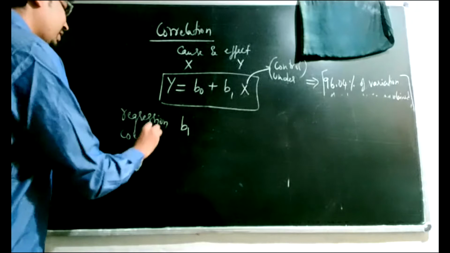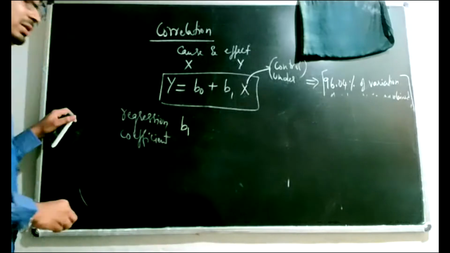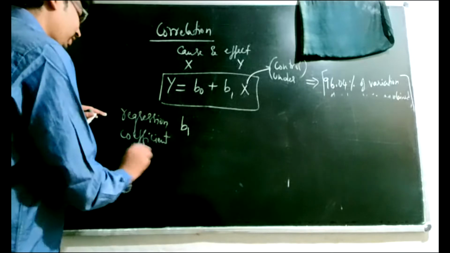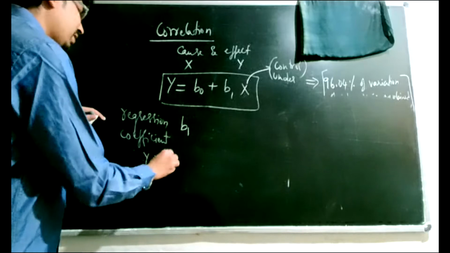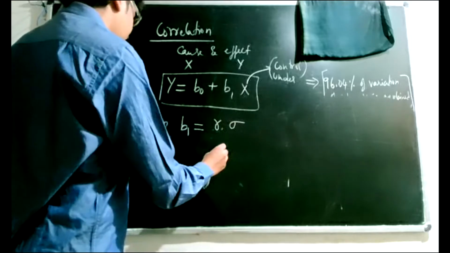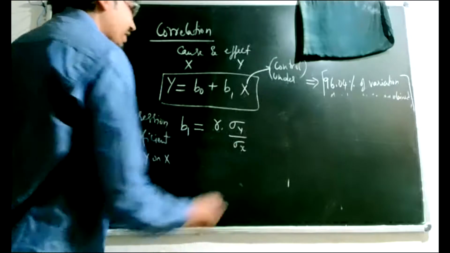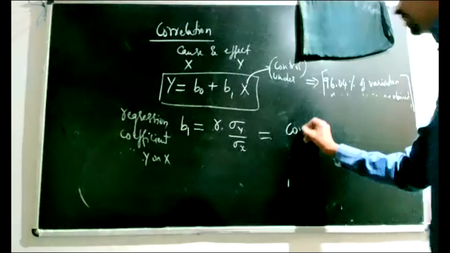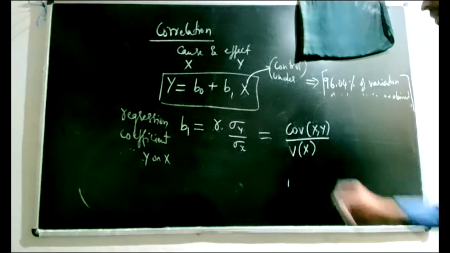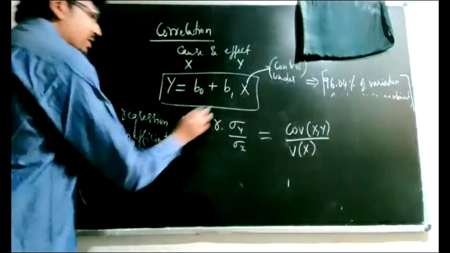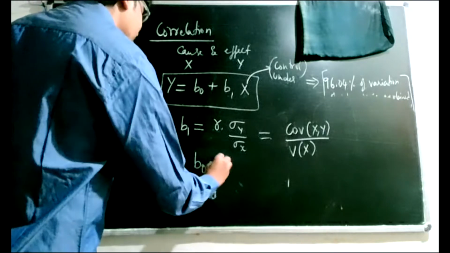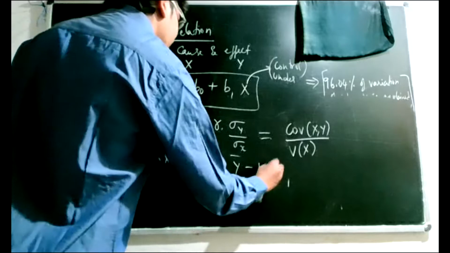A coefficient basically indicates the number which is multiplied to any variable. So this is the regression coefficient of y on x, b1x, and that is simply given by r into standard deviation of y divided by standard deviation of x, or you could simply call this covariance of xy divided by variance of x. So if you have the value of covariance and variance, you can obtain the value of b1, and then your b0 becomes simply y bar minus b1 into x bar.